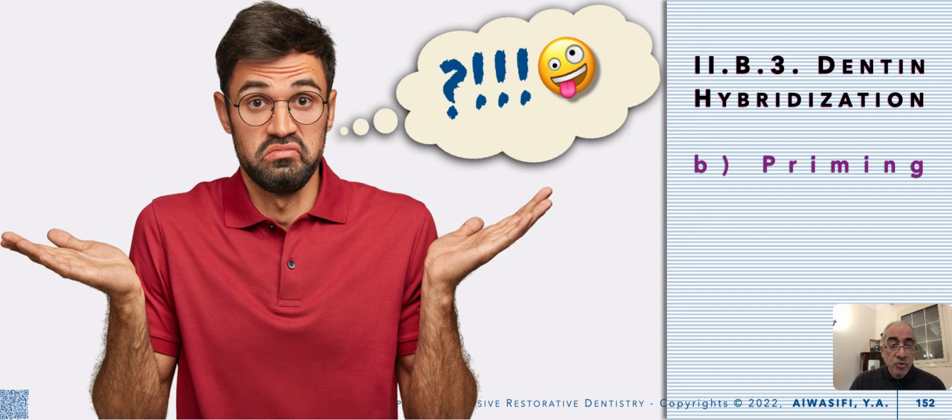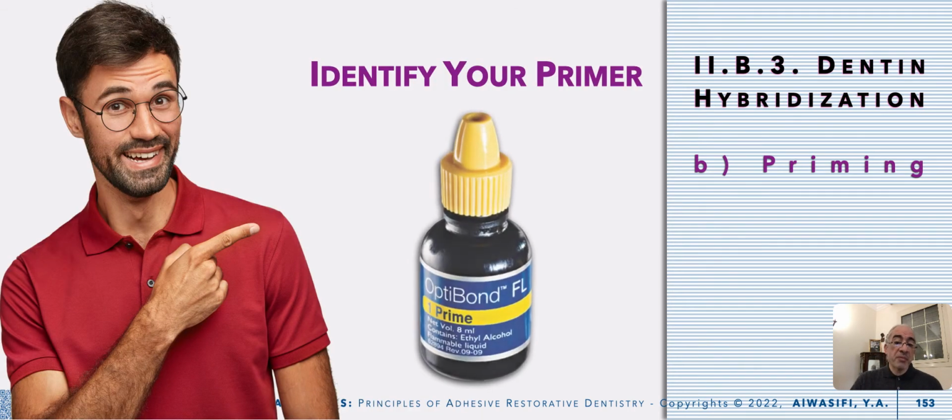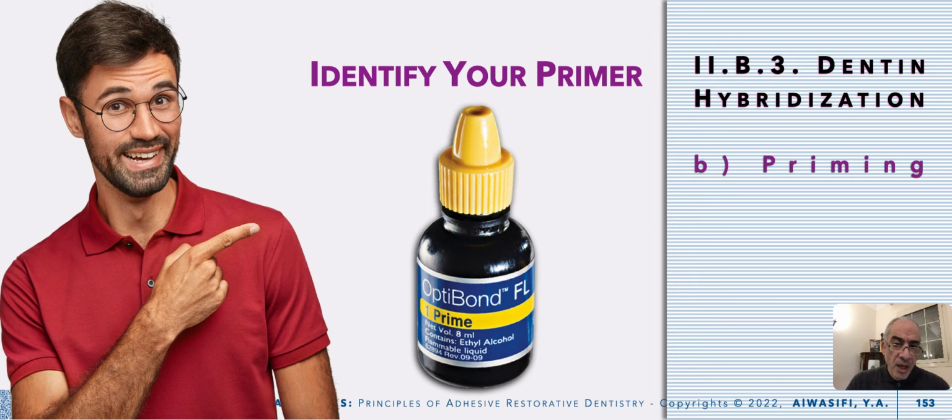I will reply to you: identify your primer. This is the secret. You should read exactly the manufacturer instructions of your primer. You should define your solvent, and the primer solvent will already determine and identify the clinical steps you should apply to get the most effective and the higher quality hybrid layer and bonding with dentin.